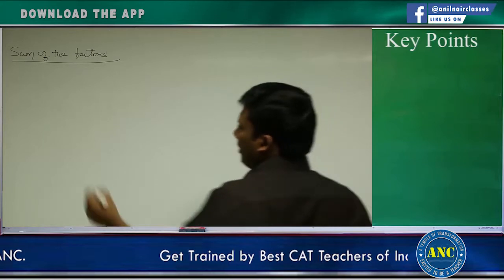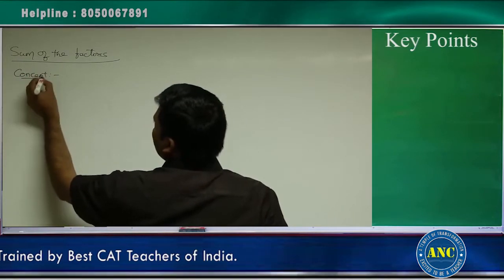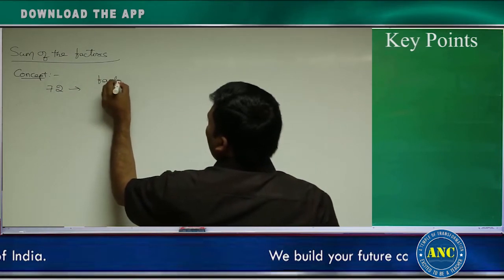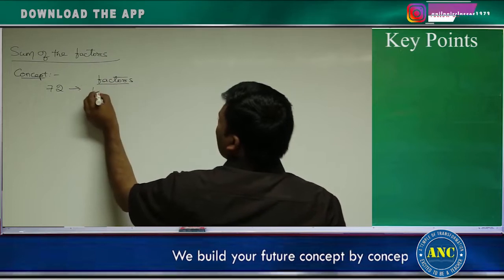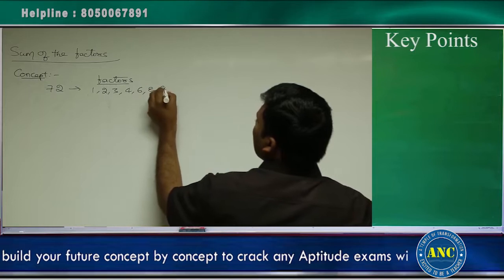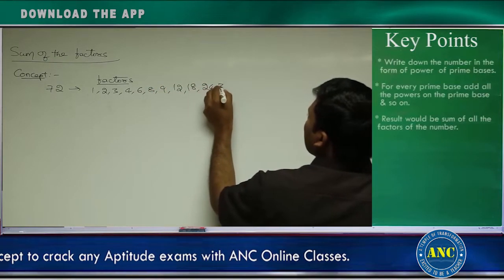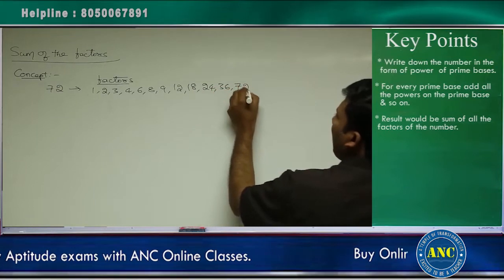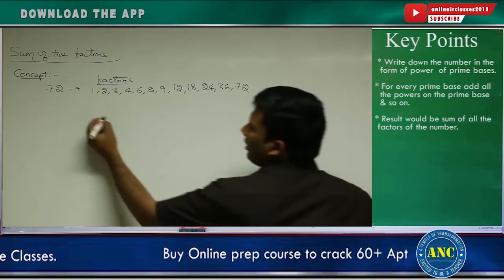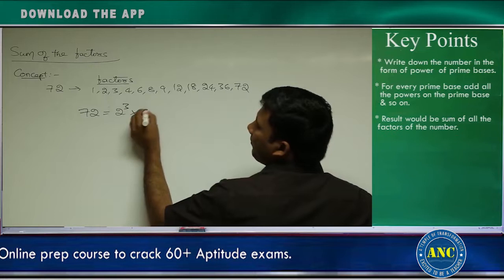Now see here, let us take an example. Let us write all the factors of 72. All the factors of 72 will be 1, 2, 3, 4, 6, 8, 9, 12, 18, 24, 36, 72. We need to add all the factors and tell the sum. 72 will be 2 cube into 3 square.